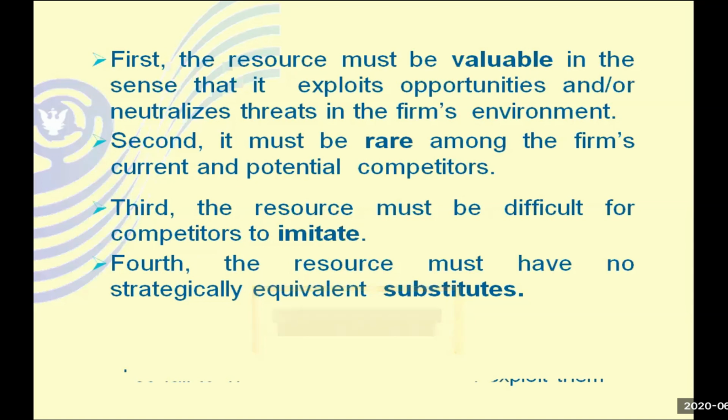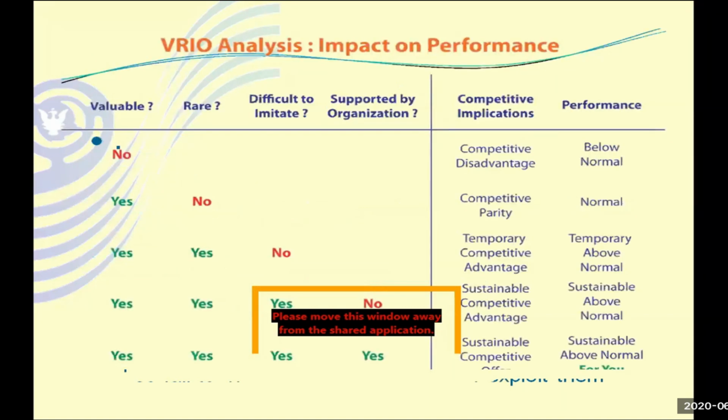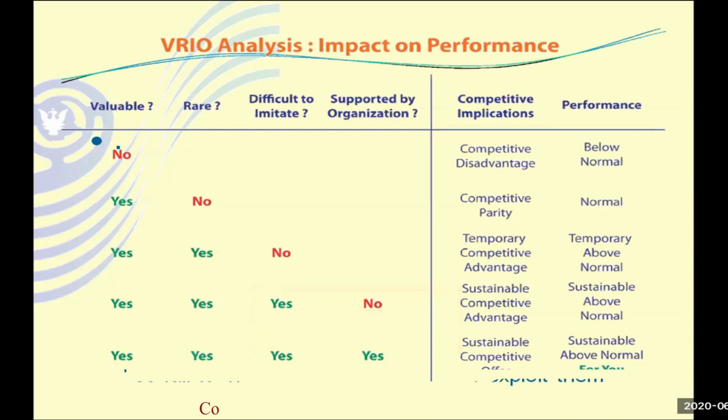So the resources must be valuable. The resources must be rare. The resources must be inimitable. The resources must lack substitutes. It means they have no close substitutes, or they have no substitutes at all. That is what now makes the firm continue enjoying the sustainable competitive advantage. And how do you test the resources to know how they are and whether they qualify? You do what is called a VRIO analysis that has an impact on the performance.